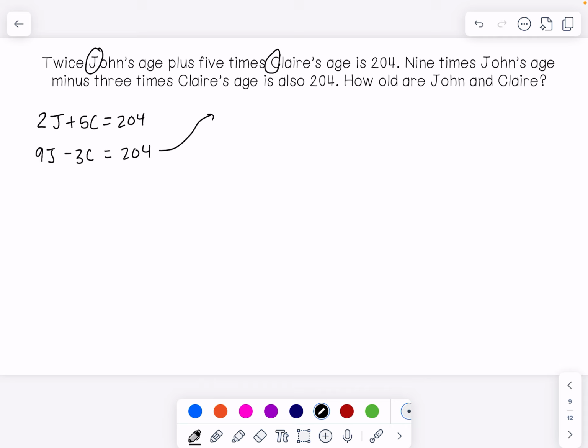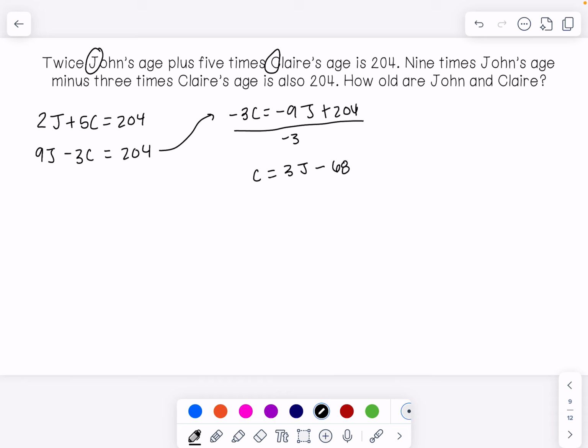So I'm going to take this and I'm going to isolate the C, Claire. I'm going to start doing that by subtracting 9J to the other side. Negative 3C equals negative 9J plus 204. And then I'm going to divide everything by that negative 3 to get C equals 9 divided by 3 is 3J, and 204 divided by negative 3 is negative 68.